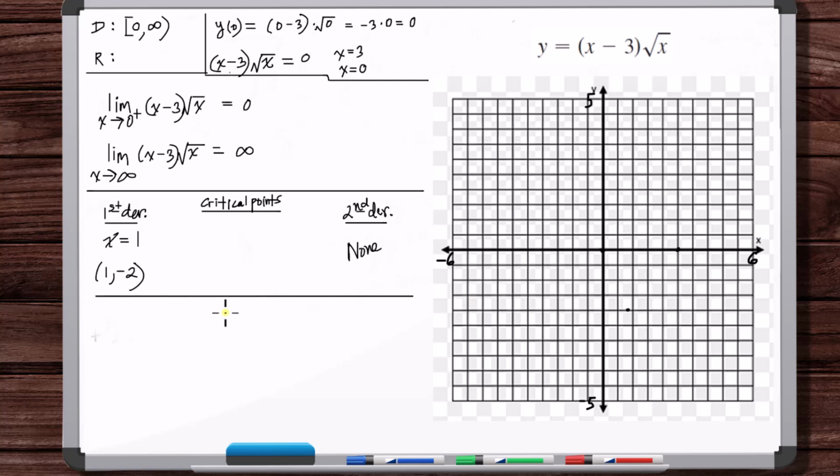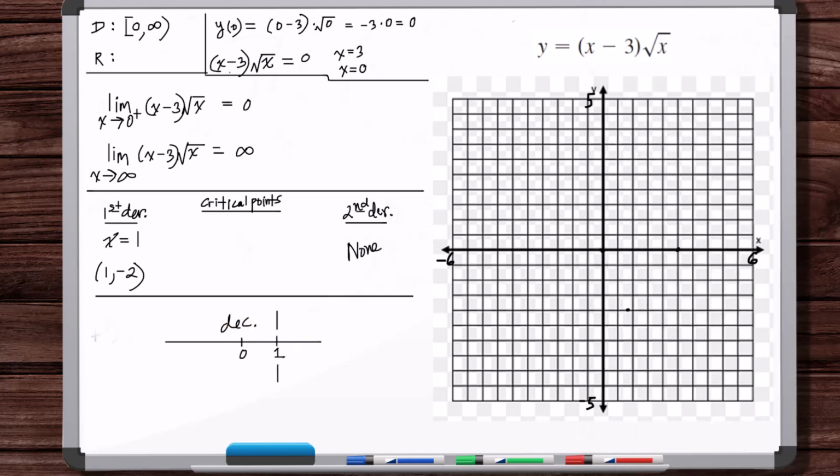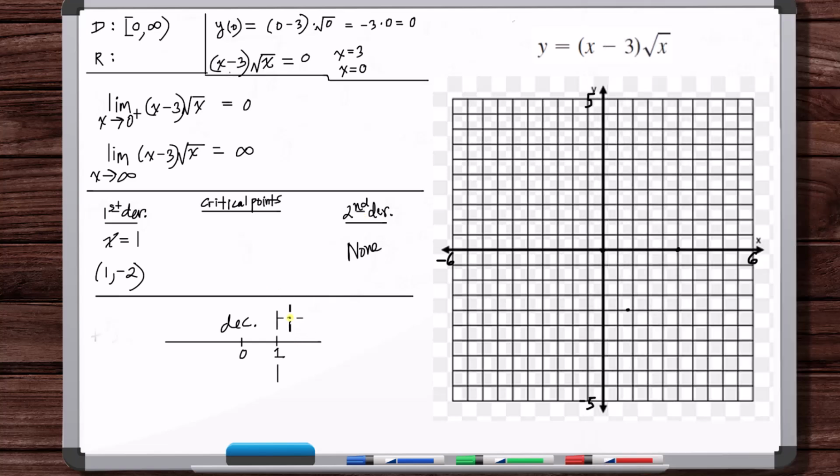So next, let's get the increasing and decreasing intervals. So we're just going to have one potential point where the first derivative changes signs, at x is equal to 1. Okay, so let's check and see what we get for the first derivative. With x equal to 0, it's undefined. Okay, x is equal to 0.5, it's negative, so decreasing. All right, now with x equal to 2, it's positive, so it's increasing.